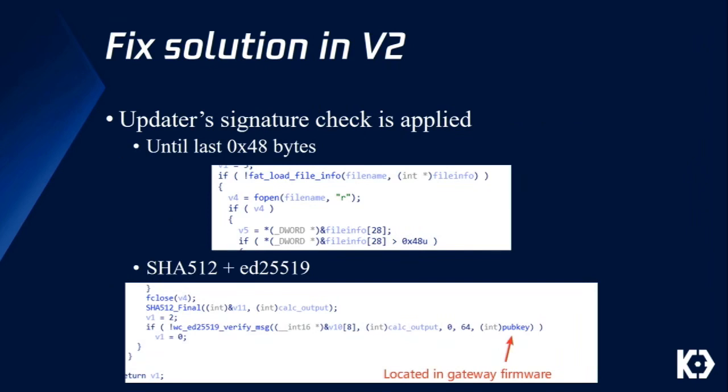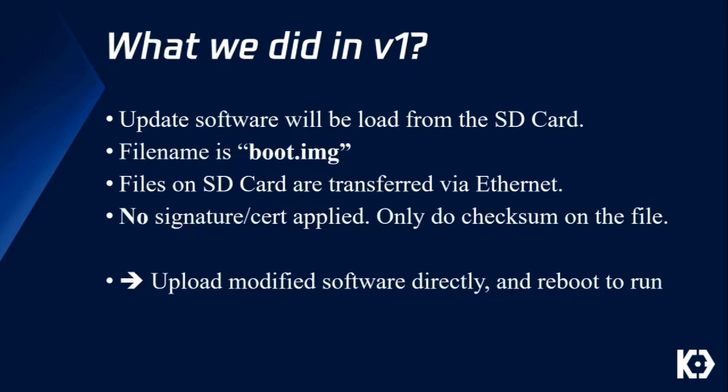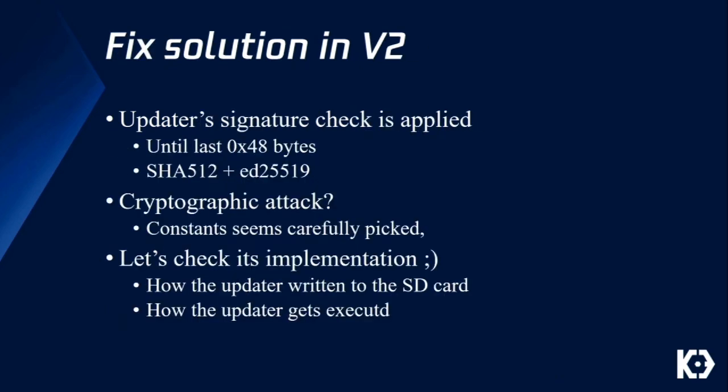Using those, you can see this function is here. And we also considered doing some cryptography attack. However, we don't think it's really easy because all those constants and keys seem carefully picked. They have really talented engineers. So we turned around to check its implementation. There are two things we need to check. First, how the updater is written to the SD card. And second, how the updater is executed.